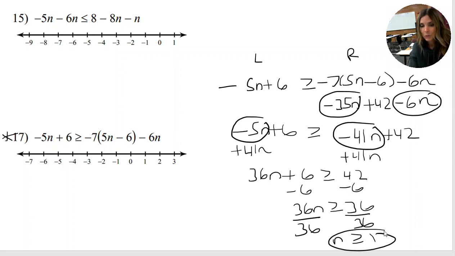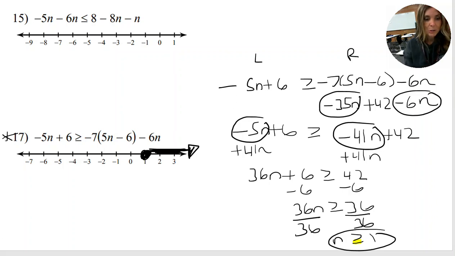That's my solution. So I'm going to go to 1 on my number line. I'm going to do a closed circle, and the way I know it's a closed circle is because it has this equal to part. And then all of the numbers that are bigger than or equal to 1 are to the right of 1 on the number line. Okay, so that is how you solve inequalities.